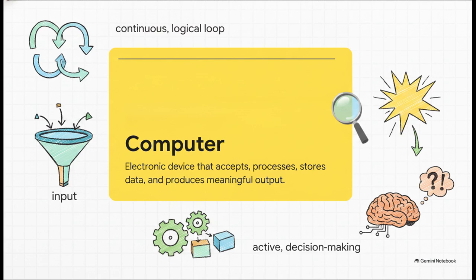At its absolute core, what actually is a computer? Well, it's an electronic device that operates on a continuous logical loop. It accepts data, which we call input. It then processes that data, stores it, and ultimately spits out meaningful information, the output. The cool thing is, it doesn't just hold information, it transforms it. It's a highly active decision-making tool.